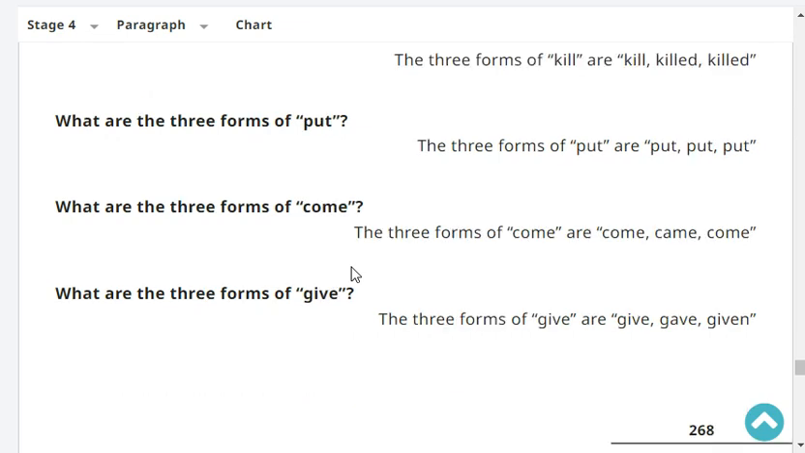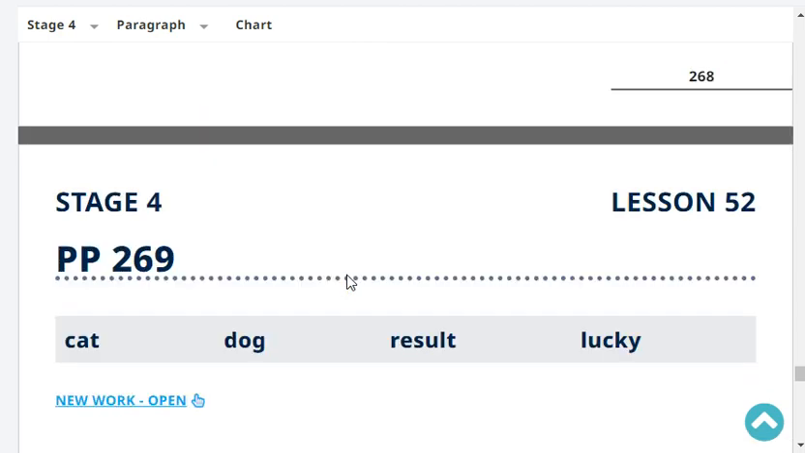What are the three forms of give? The three forms of give are give, gave, given. Give, gave, given. Very good.